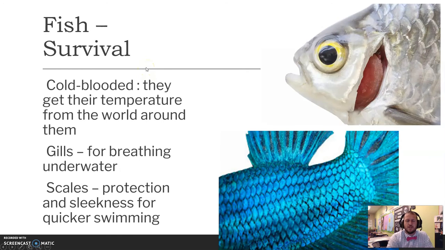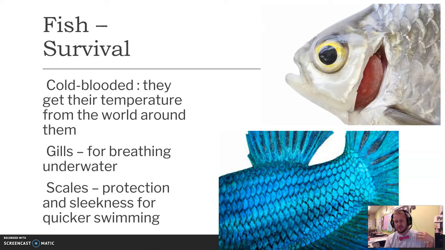And then the final is survival. Fish are what we call cold-blooded. The scientific word for this is exothermic. Exo being outside, thermic meaning temperature. The temperature of cold-blooded creatures is monitored and kept in check by the outside environment. They don't have a way to control their own temperature, so they rely on the environment to control it for them.